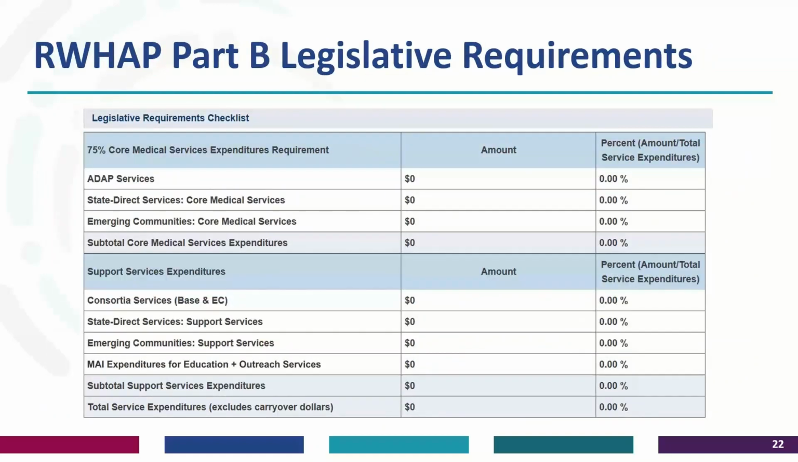For Part B recipients, under the MAI table, there is a legislative requirements checklist for your reference when completing the report. You can quickly view the capped amounts that pertain to each legislative requirement once you have saved your expenditures to make sure your agency is in compliance. For this first part of the table, you can double check that at least 75% of your total award, not including clinical quality management, recipient administration, and planning and evaluation, was expended on core medical services.